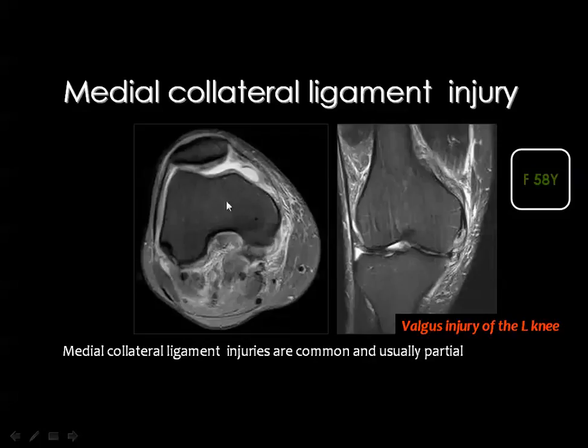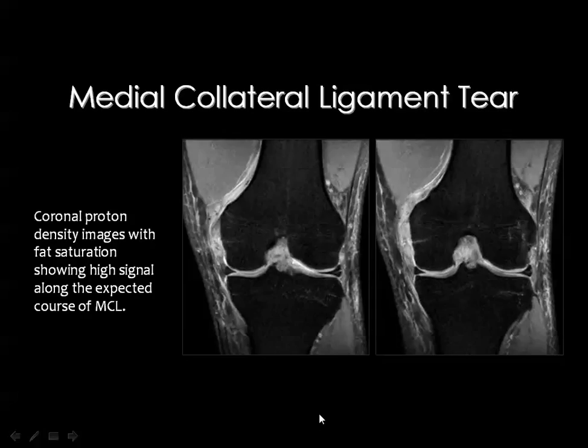And if you look here, this is the medial articular surface of the patella, and this is the lateral articular surface. The lateral patellar retinacula is intact, and the medial retinacula is not seen very well, and it is surrounded by fluid signal.